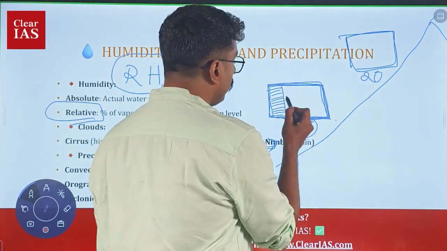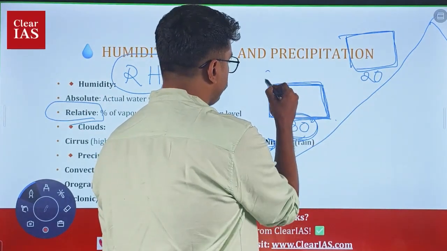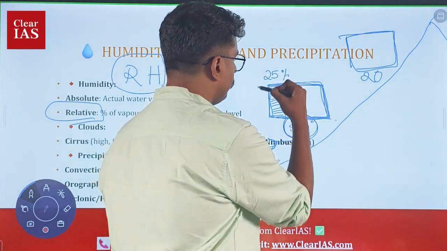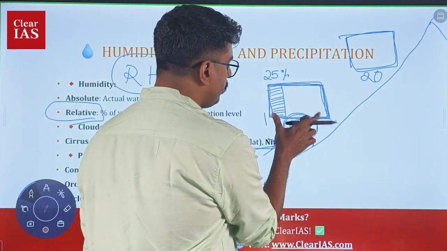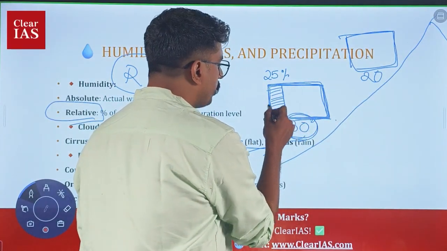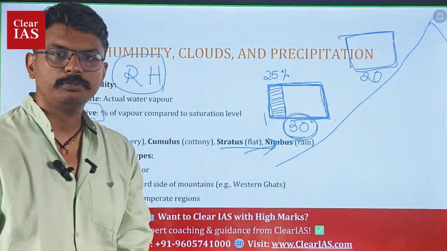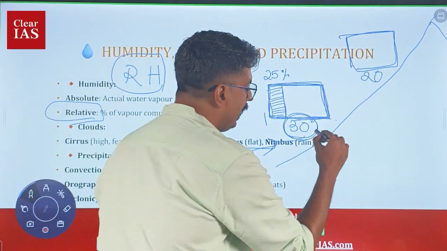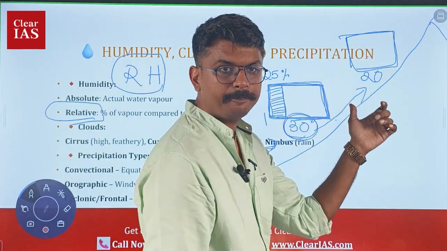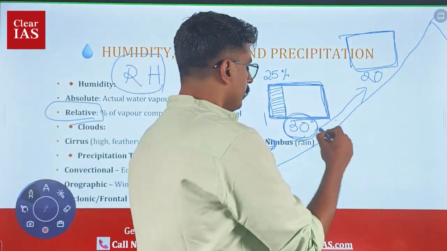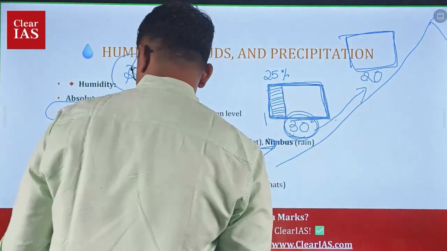So we will say that the relative humidity of this air parcel at 30 degrees Celsius is 25%, because it can carry 100 units at 30 degrees, but it is carrying only 25 units of water vapor. So we say that the relative humidity is 25%. Now, when the air rises up the mountain slope, what will happen? The temperature will decrease. Very good.